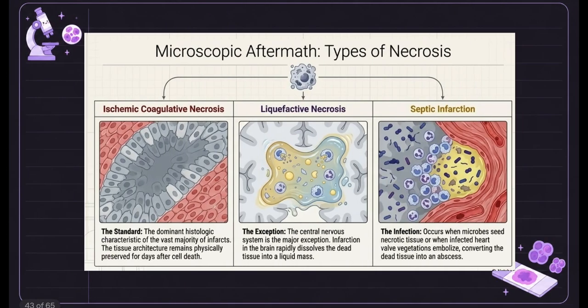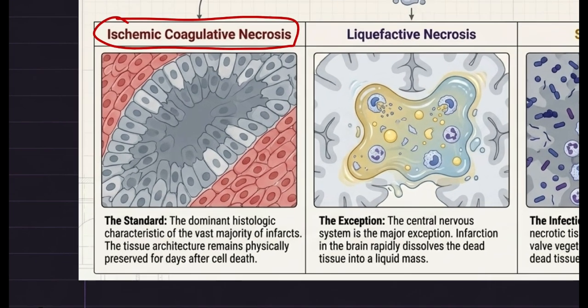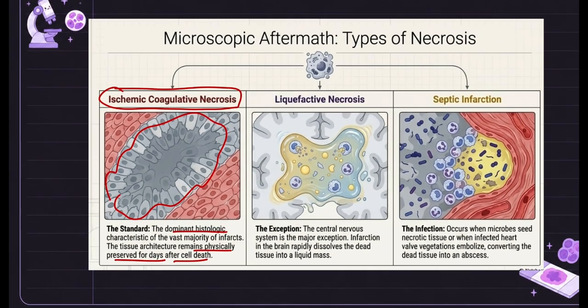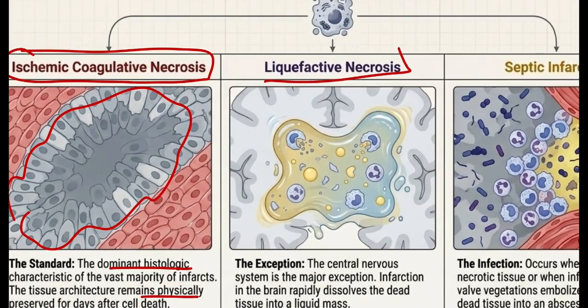When we meticulously examine this dead tissue under a microscope, we observe very specific types of cellular destruction, or necrosis. Ischemic coagulative necrosis is the absolute standard. It's the dominant characteristic of the vast majority of all infarcts. The tissue thoroughly dies, but its underlying physical architecture remains beautifully preserved for days afterward. Liquefactive necrosis, however, presents a major exception.